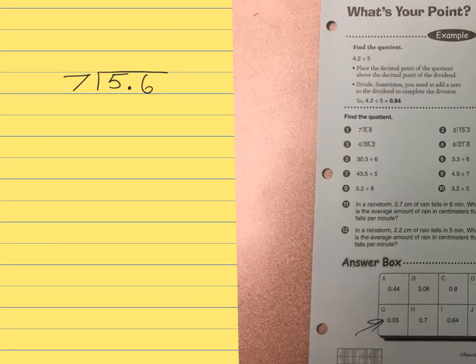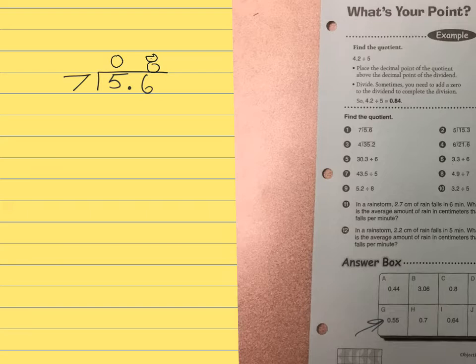Right now 7 can't go into 5, so we can put a 0 up here. We want to keep this a nice neat row. 7 does not go into 5, so we put a 0 and we're going to move on to the next place. 7 times 7 is 49. 7 times 8 is 56. So it is 8. You can use your planner if you don't know your facts very much.